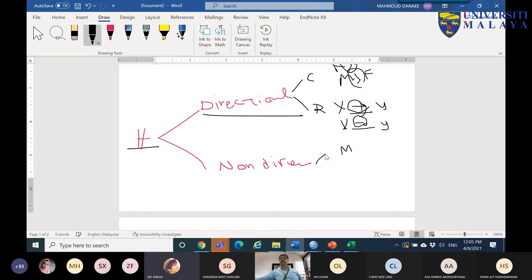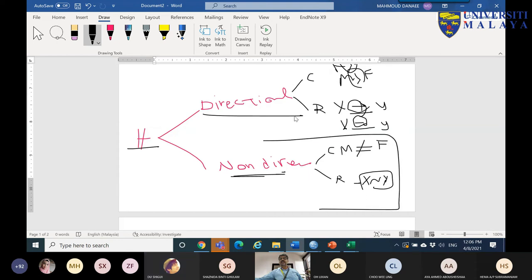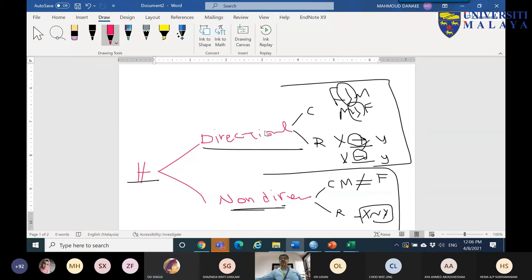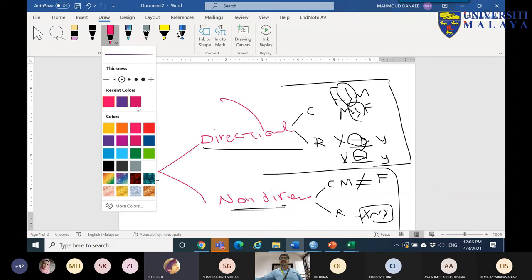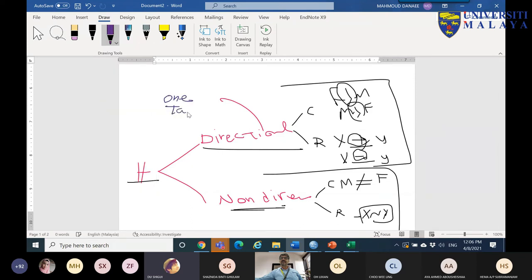But for non-directional, for comparison, we say that males are different from females. Or for relationship, we say that X is correlated with Y. That's all. We don't know positive or negative. So this is non-directional and this is directional. So remember, when you use directional hypotheses, all the p-value should be based on what? One thing, one time. One tail. And if it's non-directional, it should be based on two tails. Or this is called one-sided and two-sided. Right?